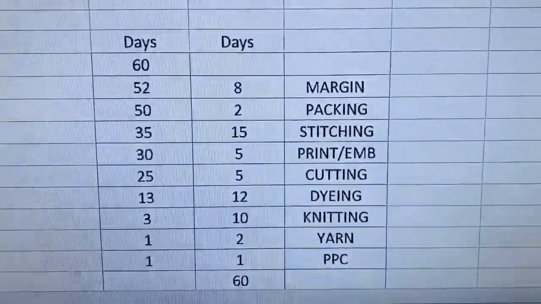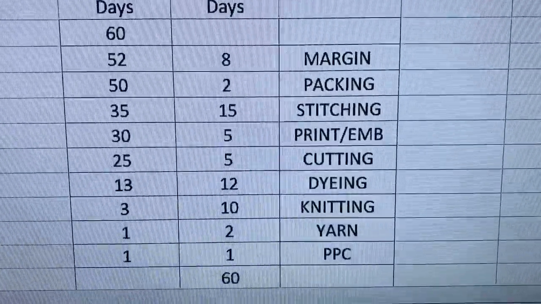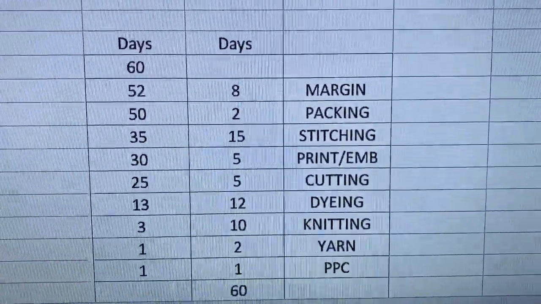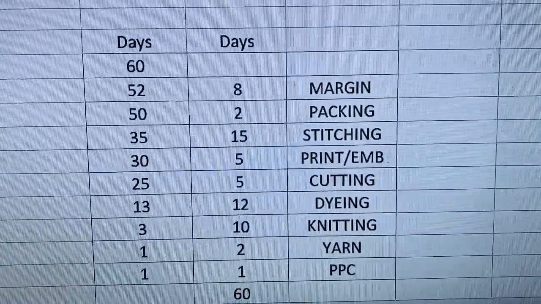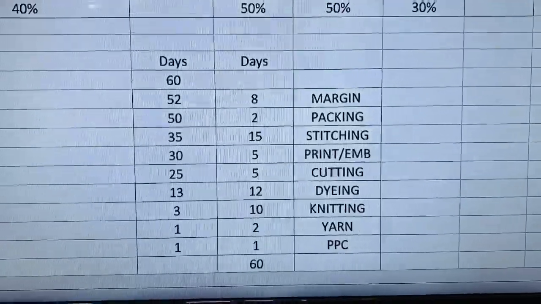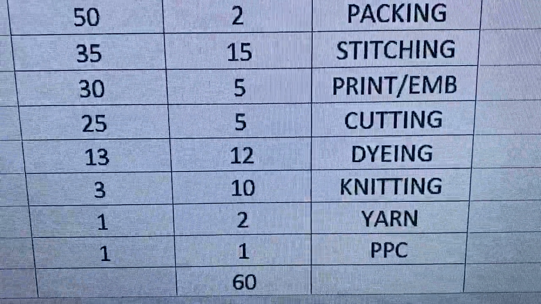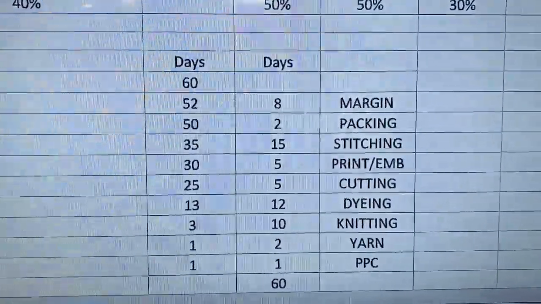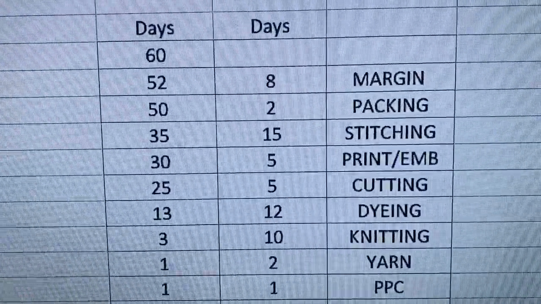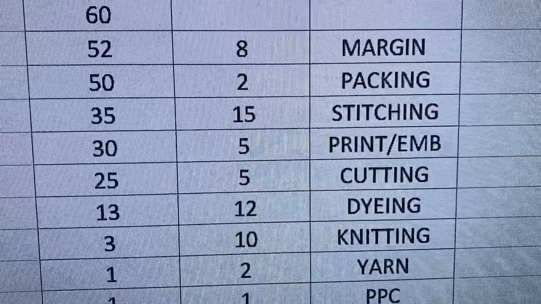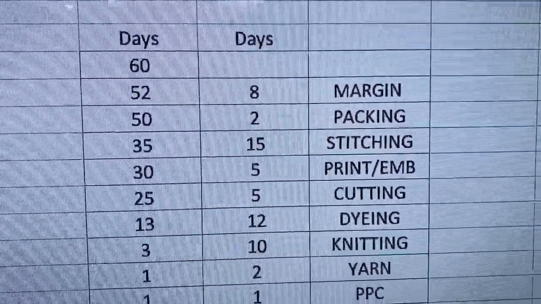For example, we need 1 day for planning how much fabric we need, then 2 days for yarn sourcing, then around 10 days for knitting, like making the fabric. Then we have 12 days for dyeing the fabric. Then we have the fabric in-house. We need around 5 days for cutting, so that's totally 25 days.